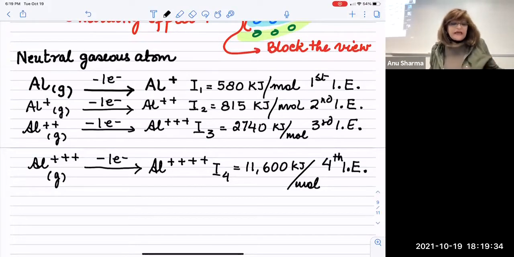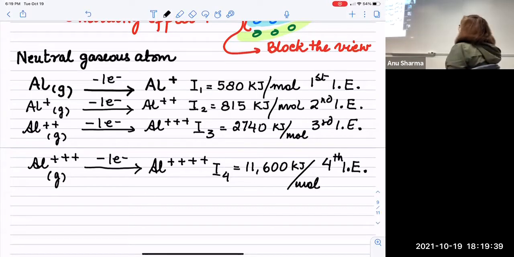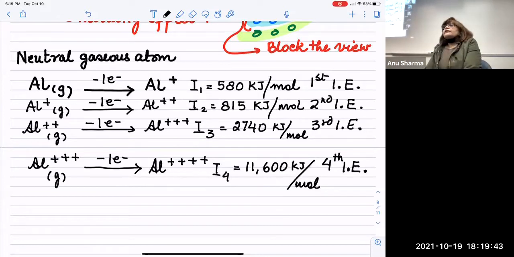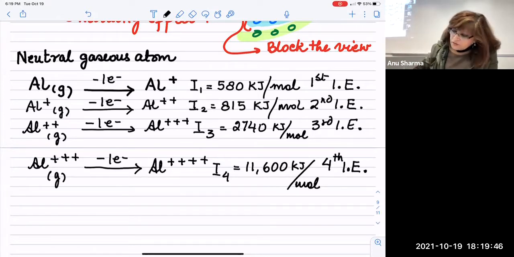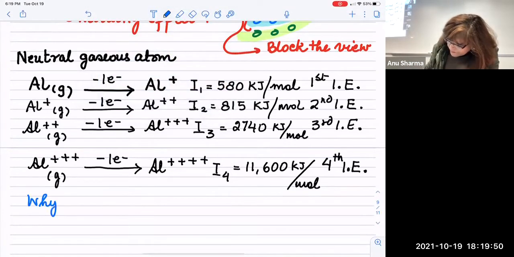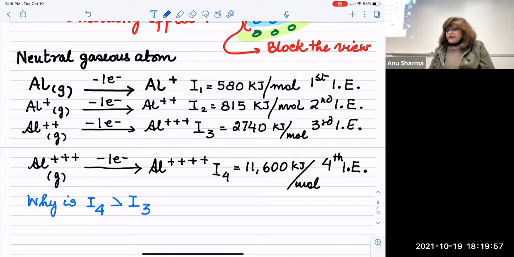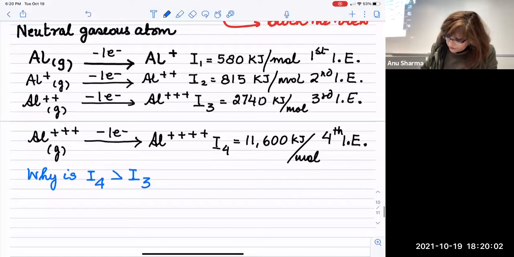So why is this happening? Why is the fourth ionization energy so high? Why is I4 more than I3? If you look at it, these are similar. And then I3 is more than I2. Why? I3 is more than I2.